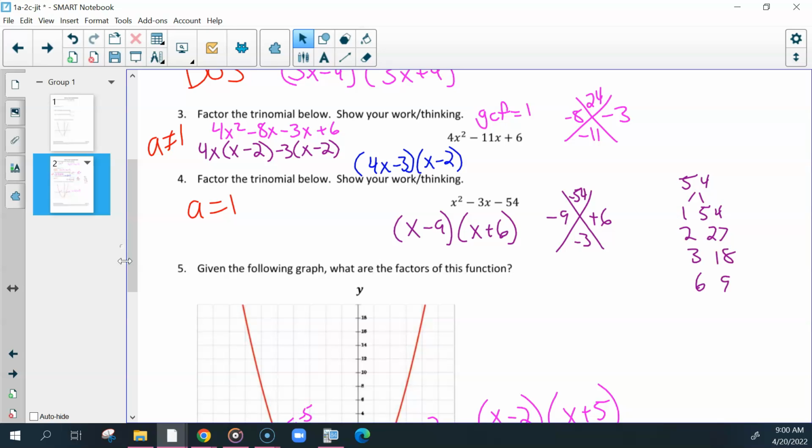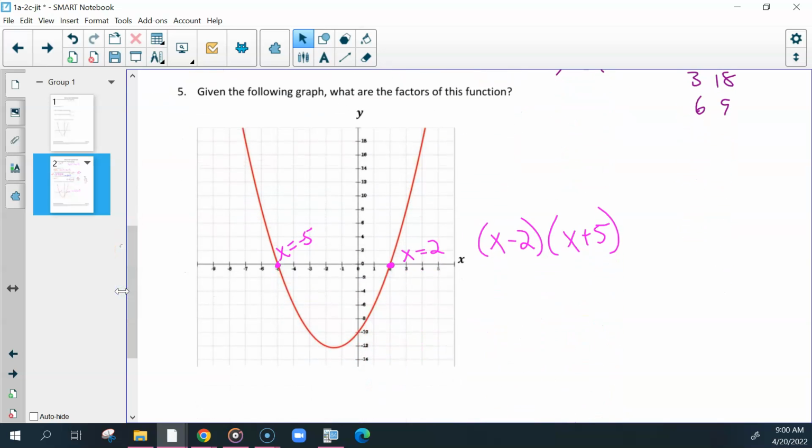Number 5 is something we're going to talk about in the next unit, but to show you what it is. It's asking for the factors, and what you would do is look for your roots or your solutions or your x-intercepts. And whatever it says, you would write the opposite sign. So if it says minus 5, you put plus 5. If it says 2, you put minus 2. And those would be the factors of this.